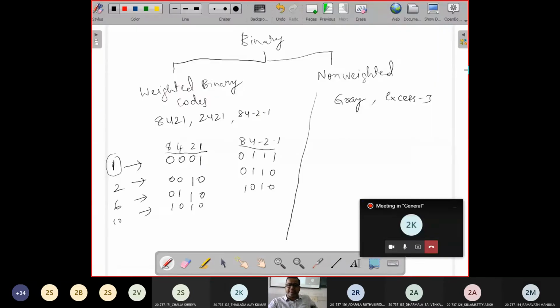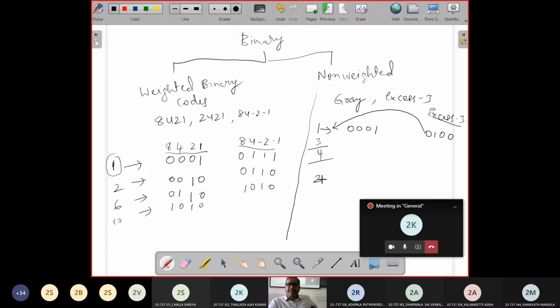So I want to represent 1 in XS3. How do you do that? Let us try to understand. So 1 in binary, how do you write? 0, 0, 0, 1. To this, what you do? XS3 means add 3 to it. So 1 becomes, when you add 3 to it, 4. So represent this 4 in binary: 0, 1, 0, 0. So this is the representation of 1 in XS3.